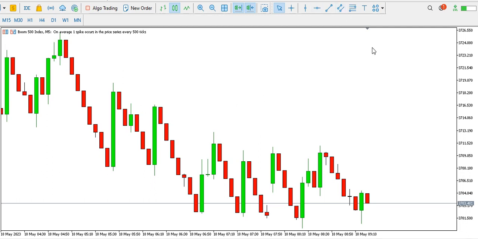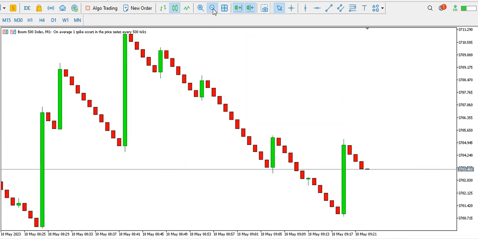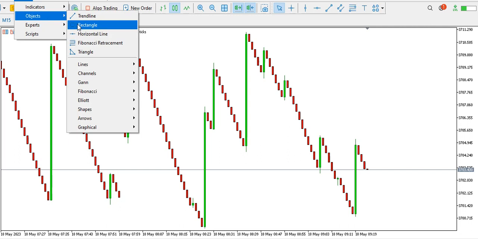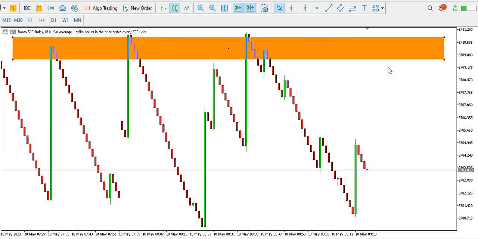Buyers might find resistance there, where the sellers are waiting to push price down. On the 1 minute time frame, we can see that price is also ranging, just like what we have on the 5 minutes time frame. We are in a range, price is ranging.